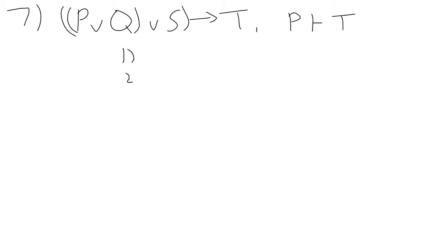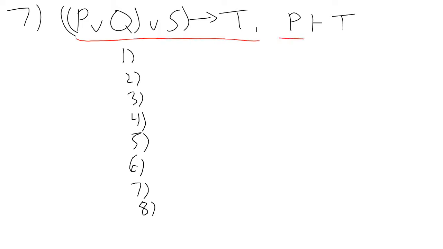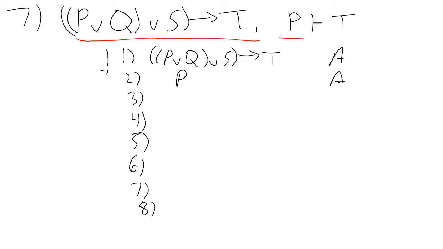Moving on to 7. Listing numbers vertically. How many premises do I have? I've got 2. So I got P or Q or S, arrow T, and P. 1 and 2. Our conclusion is just the letter P, or sorry, letter T. And we see it's right here. And it's bound up with this antecedent.